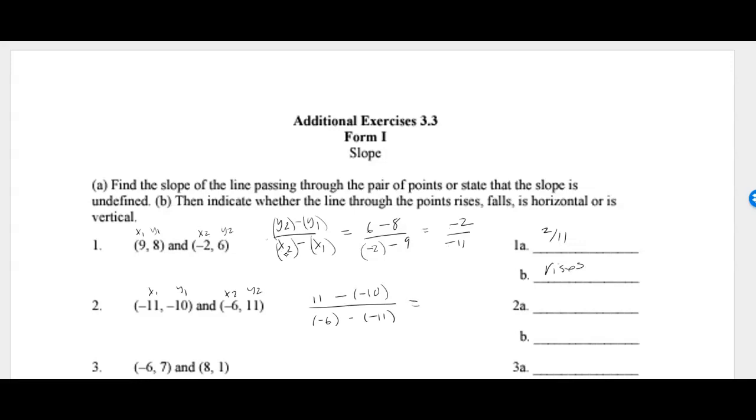Now I have to follow good arithmetic. This is like 11 minus a -10 is the same as 11 plus 10. -6 minus a -11 returns subtraction into addition of the opposite. So it's going to be plus 11. That gives me 21. -6 plus 11, the signs are different, so I subtract. 11 minus 6 is 5. 11 was the larger number, and it was positive, so that's a positive 5. So my answer is positive 21/5. And this one also rises because the slope is positive. Okay, stop the video and come back to see number 3 after you've tried it.